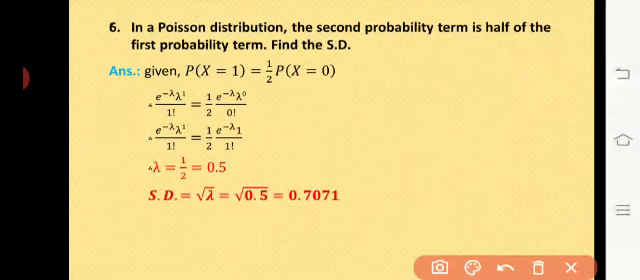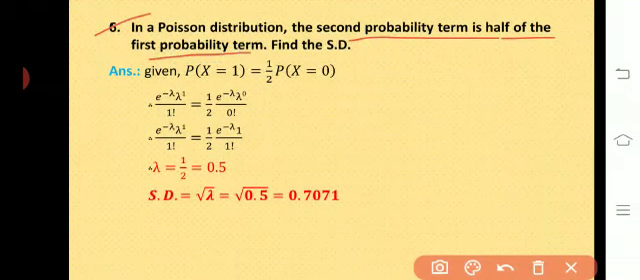Now come to the next question. In a Poisson distribution, the second probability term is half of the first probability term. Find the standard deviation. Now we know that the standard deviation is square root of lambda. Lambda is the parameter, so we have to find the parameter, that is lambda, of the Poisson distribution.